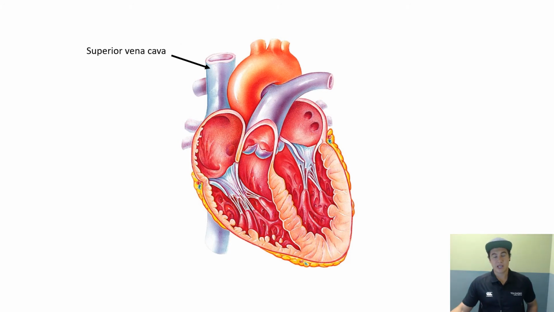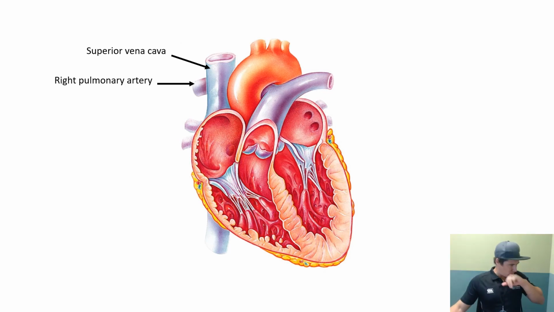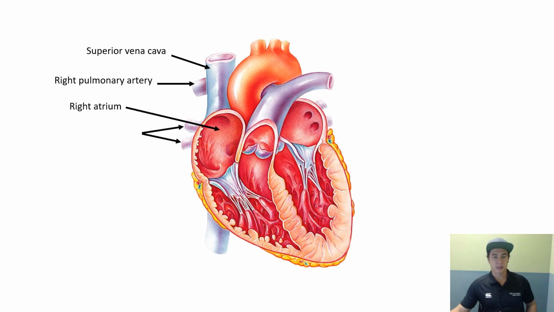Alright, so being able to label this heart is a big part of understanding the cardiovascular system, part 2. So superior vena cava, pulmonary artery, because blood is being carried away, right atrium, pulmonary veins. So these veins are actually coming in through the back and bringing blood into the left atrium.